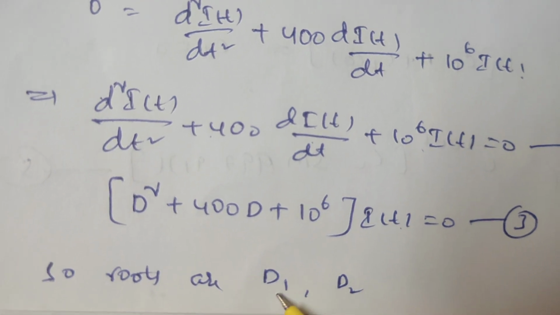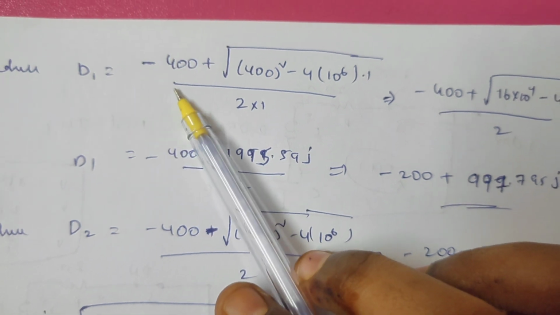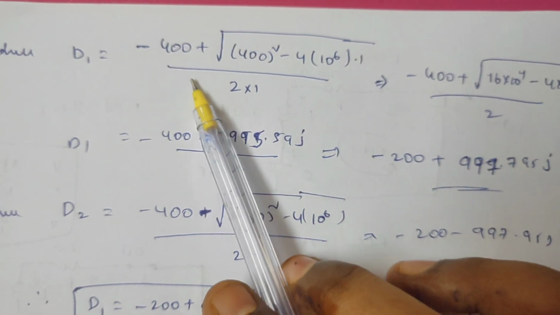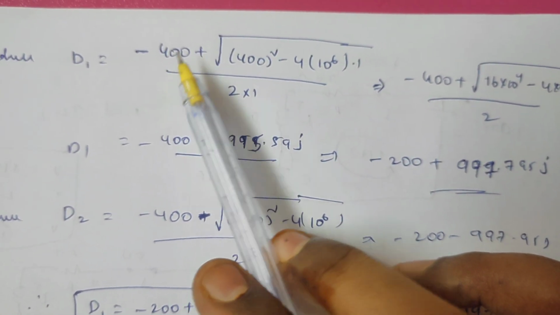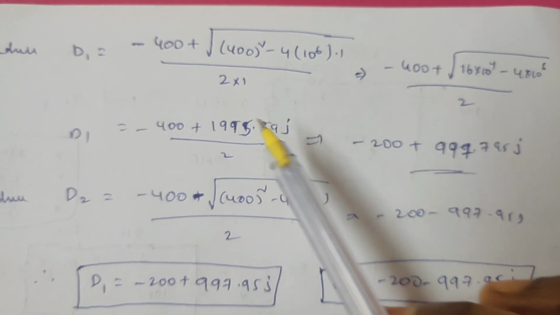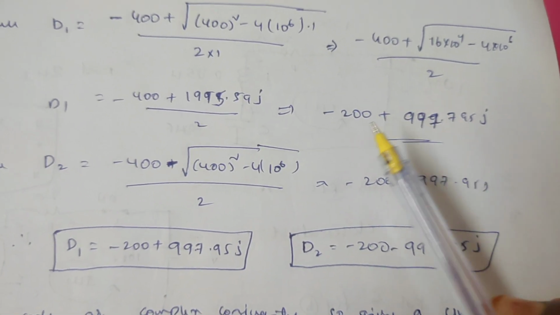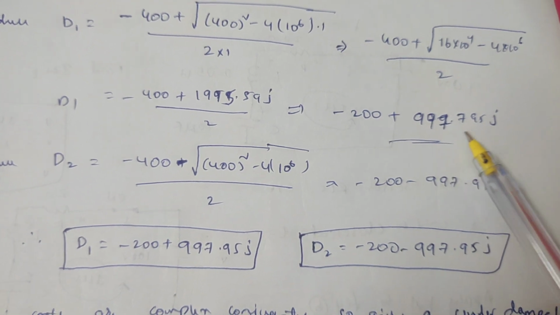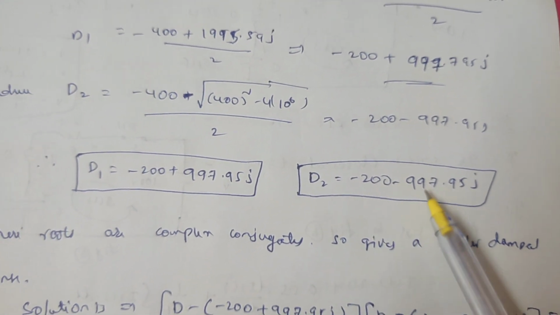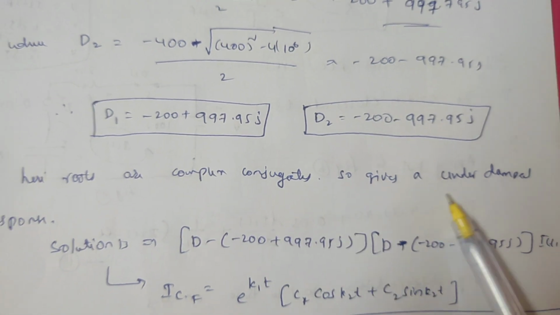So we will get two roots, d1 and d2. The roots are minus b plus or minus under root of b square minus 4ac, by 2a. Here the value of b is 400, a is 1, and c is 10 power 6. By simplifying, we get d1 as minus 200 plus 997.95 j, and similarly d2 as minus 200 minus 997.95 j. Here the roots are complex conjugates, so this gives an underdamped response.